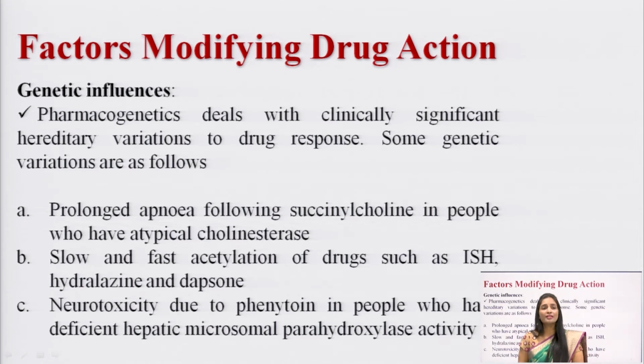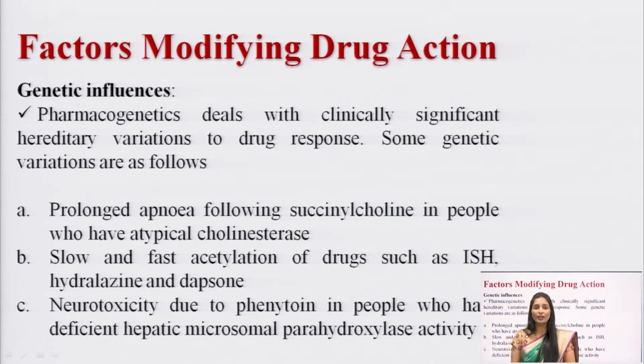Okay, next one, you can see slow and fast acetylation of drugs such as isoniazid, hydralazine and dapsone. So, because of genetic influence, some drugs are going to show fast acetylation, and some drugs cause slow acetylation.